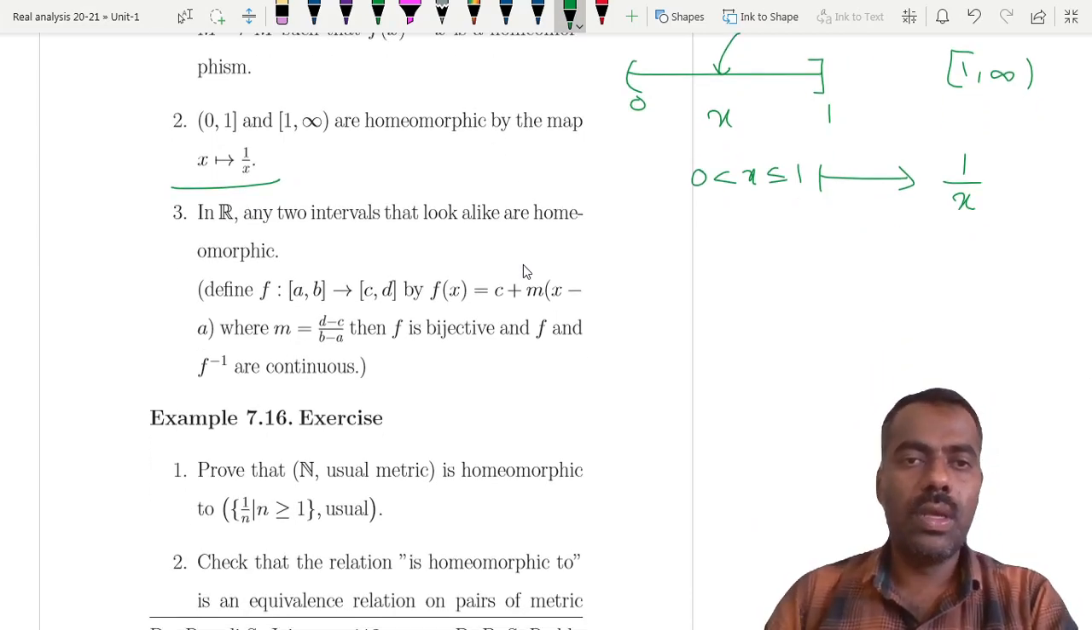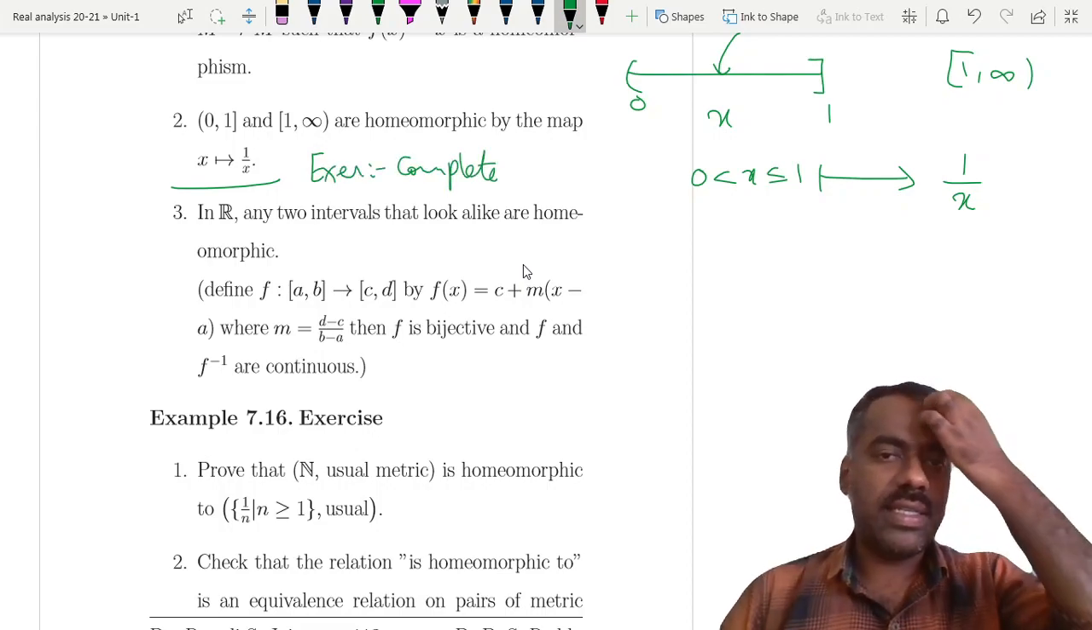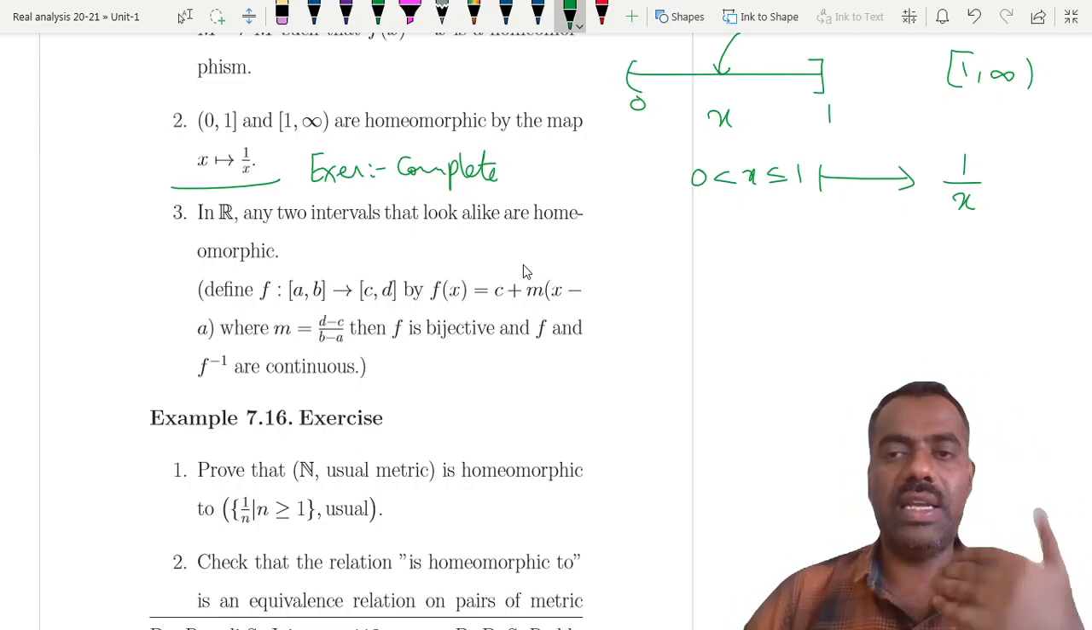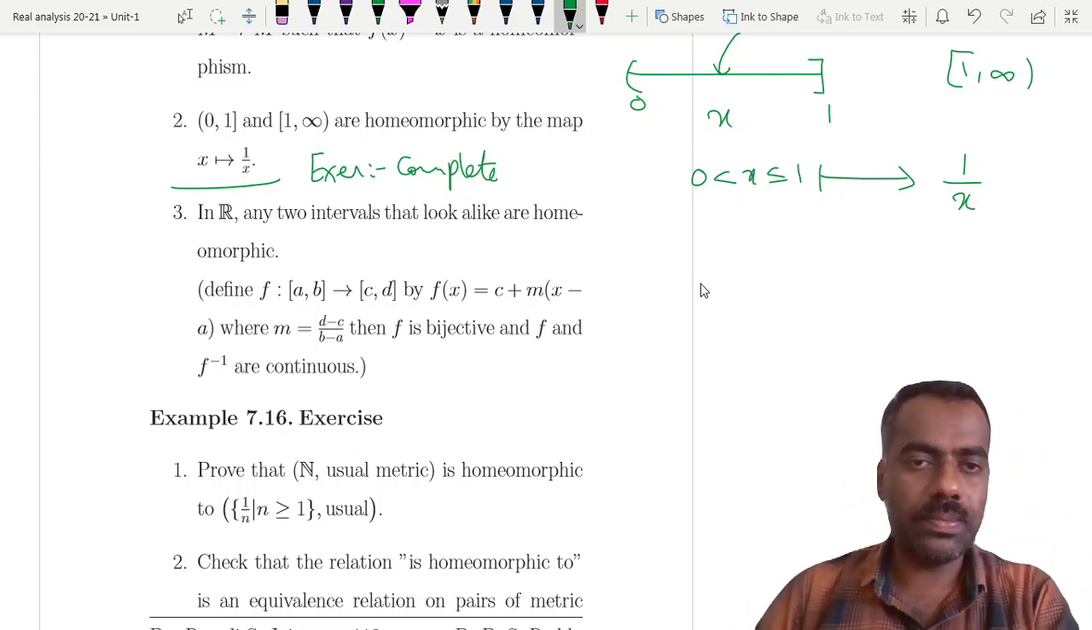So try to complete the details: why this is continuous, and then why the inverse is continuous, and so on.